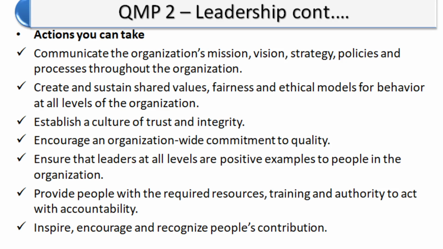Next, provide the people with the required resources, training, and authority to act with accountability. You have to share your responsibility, but you also have to share the authority. Authority and responsibility are the two sides of a coin, I will say. If you are sharing the authority, they are responsible to you, by imparting to them whatever resources they require and by giving them training, you can provide this.